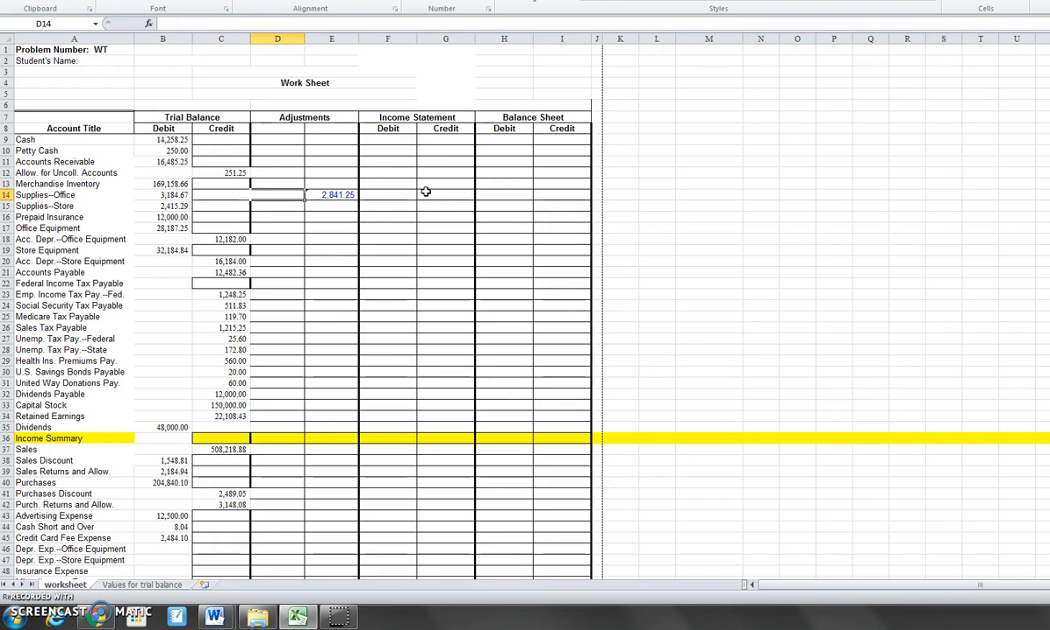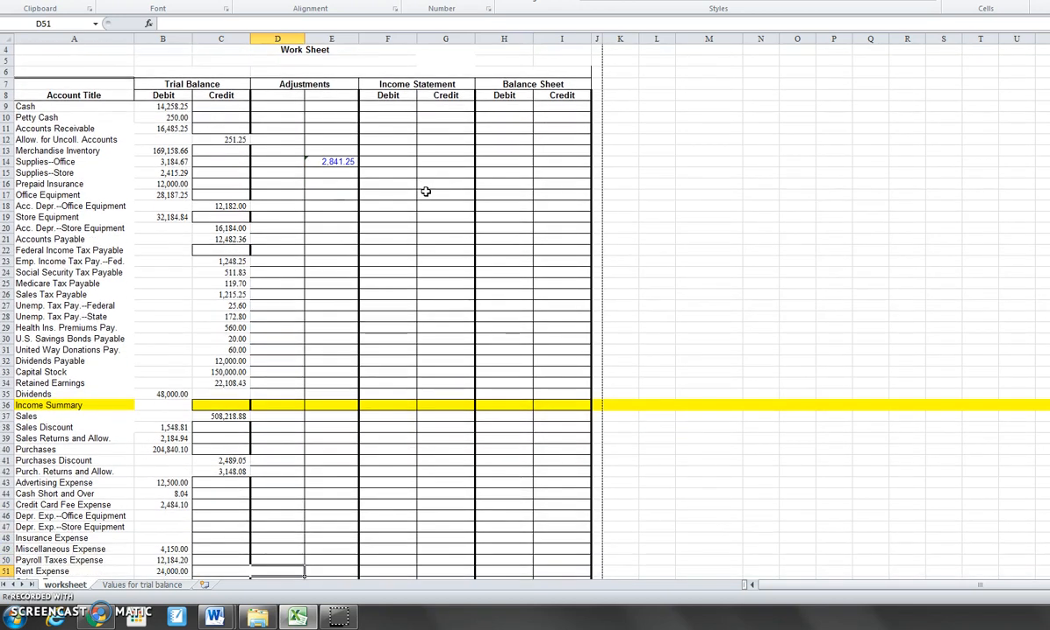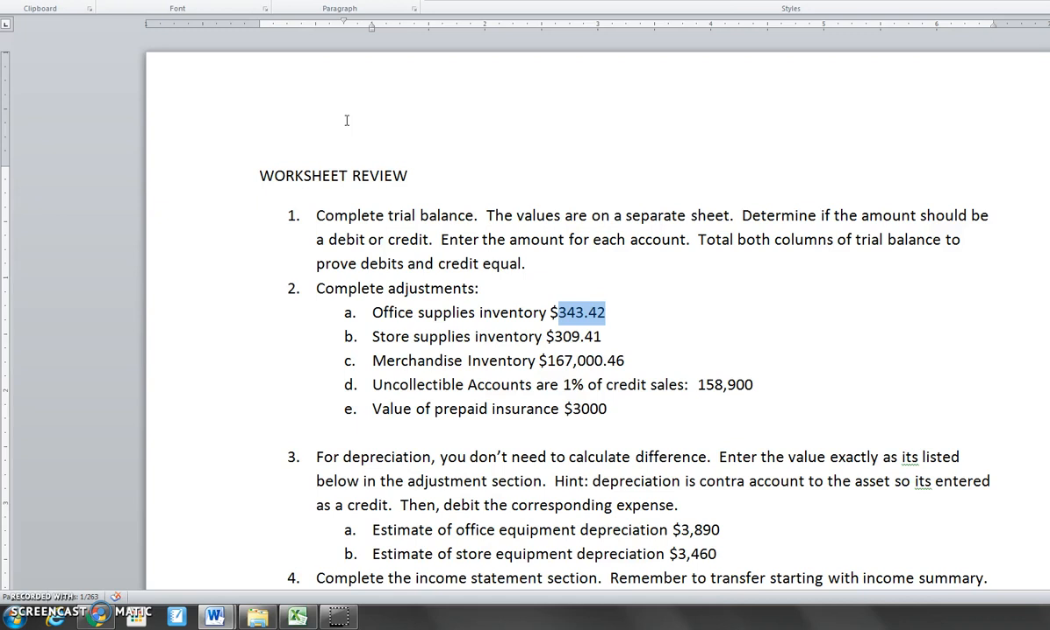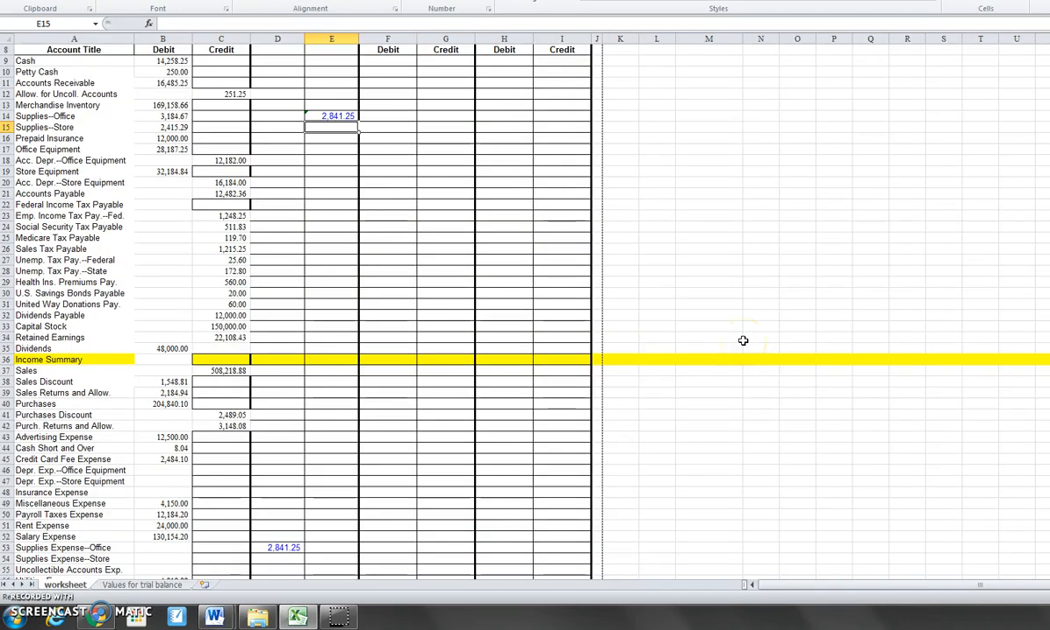Now remember, you have to go down to the corresponding expense. So you need to find office supplies expense, and then you're going to enter the same amount. So you need a credit, and then you're going to debit the corresponding expense. So now we're ready to do the next one. Supply store, $309.41, same process. Take the current balance, subtract what is left, bring that down, find the expense, and again match the corresponding expense.